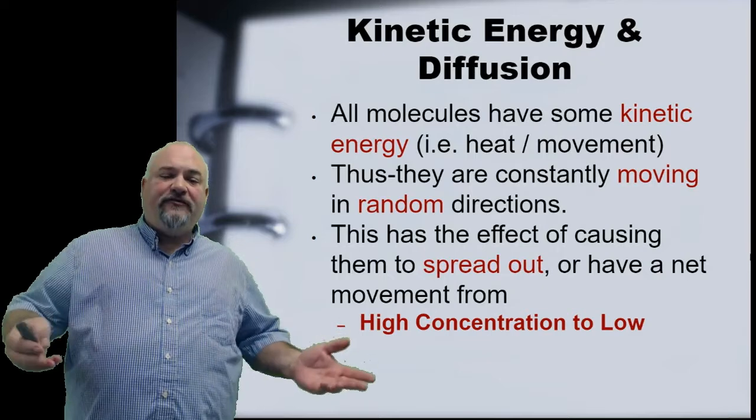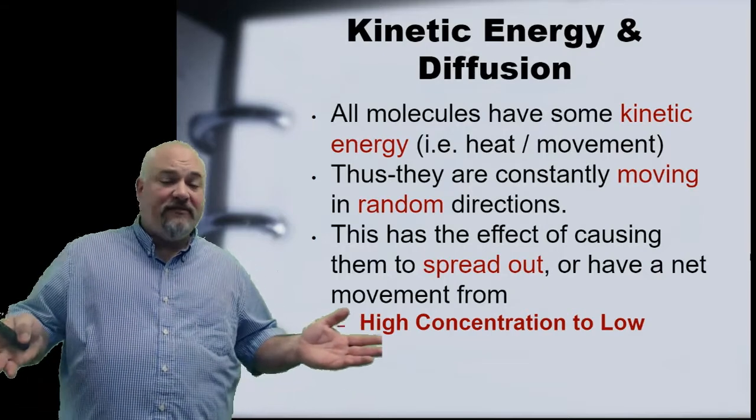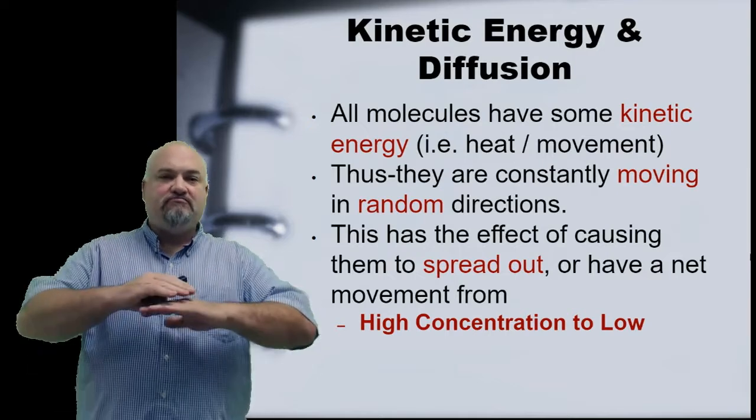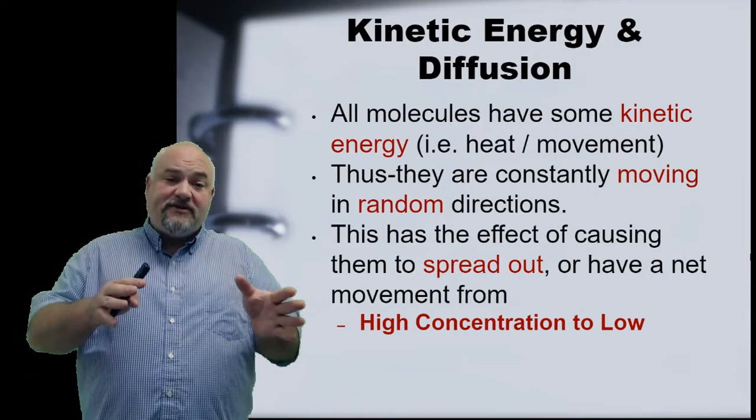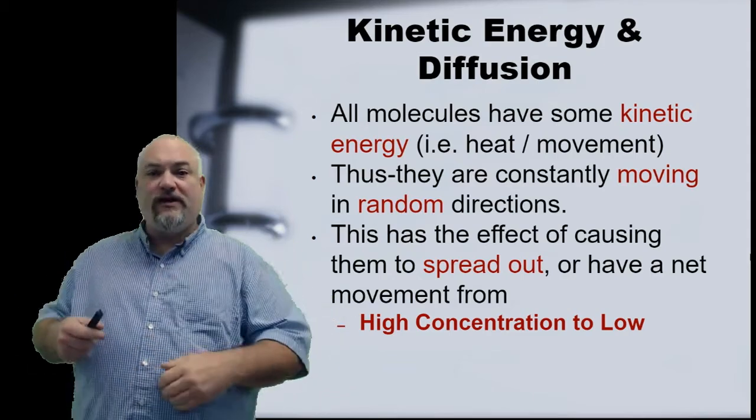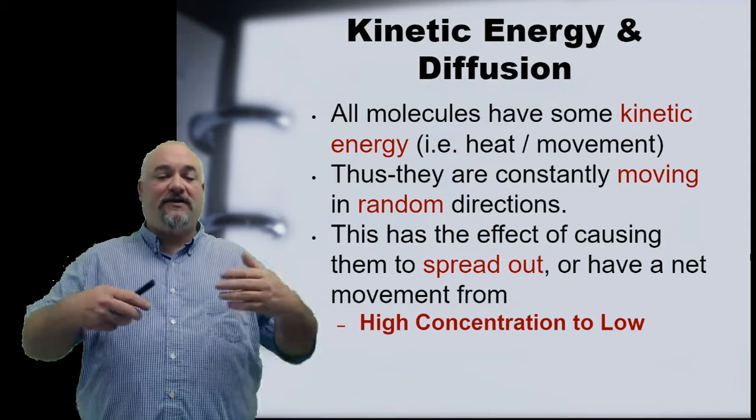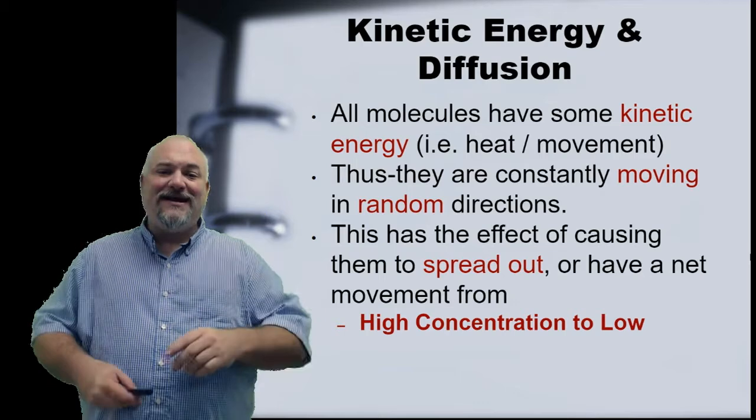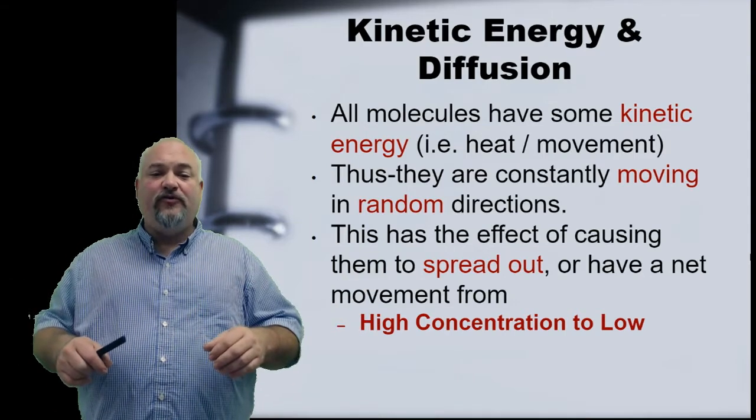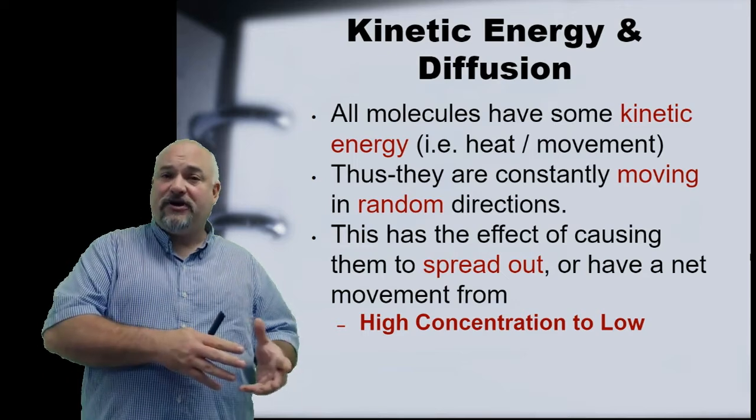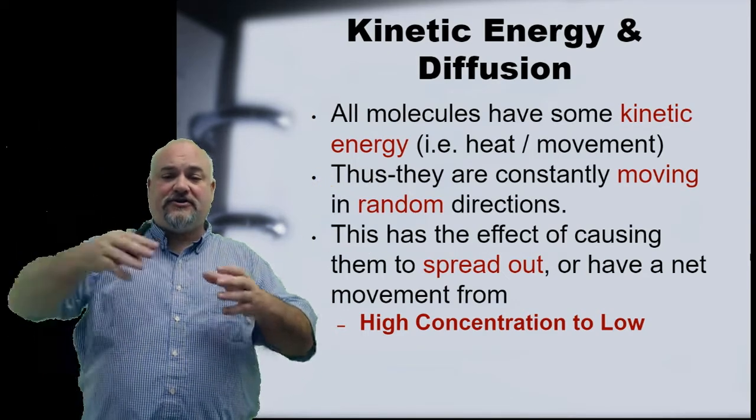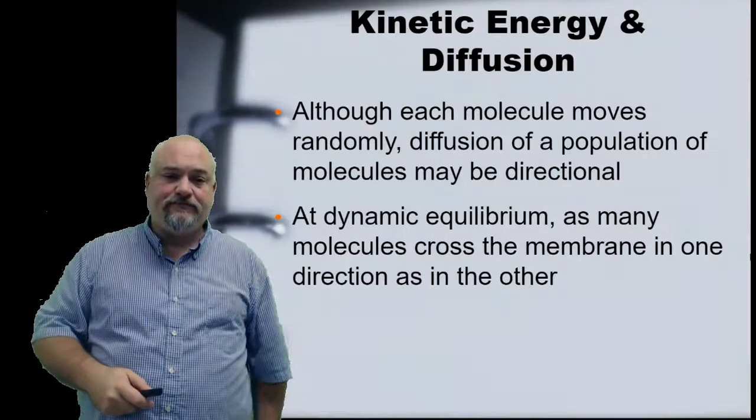All right, so kinetic energy and diffusion. All molecules have some kinetic energy. They're moving around. They have some heat, right? Unless they're at absolute zero, they're going to be moving. Thus, since they're always moving, they move in random directions. They're not drawn one way or the other necessarily without some other force acting upon them. And this has the effect of causing them to spread out, or, as you saw back in lab, having a movement from an area of relatively high concentration outwards into an area of low concentration. So they tend to go from high to low.